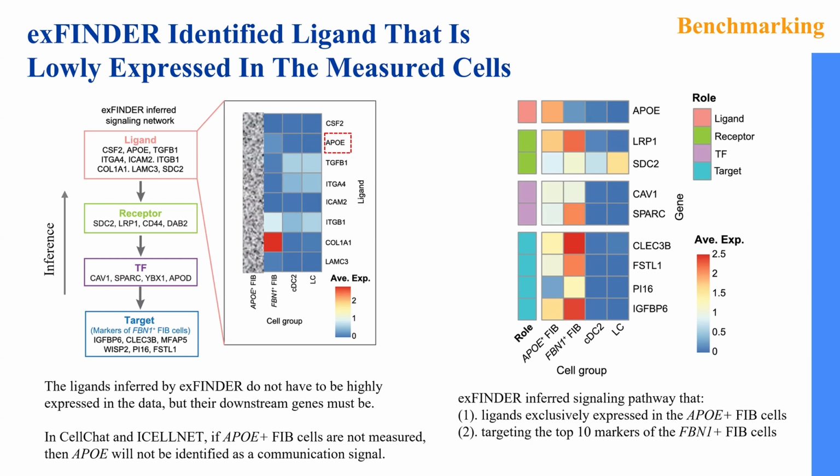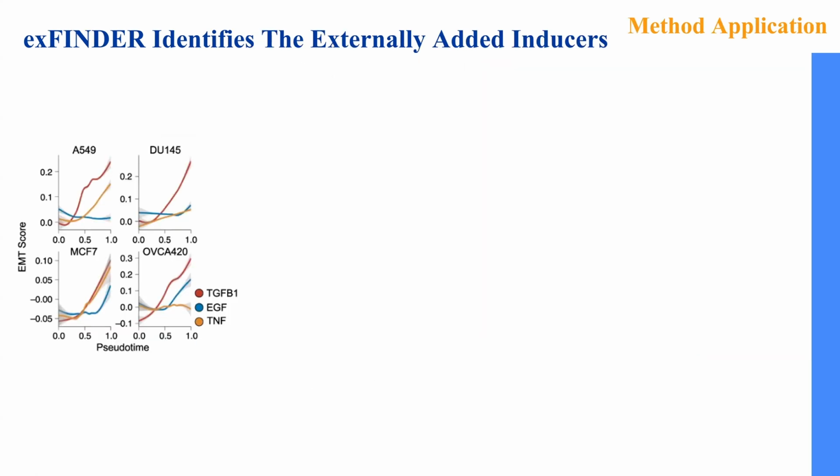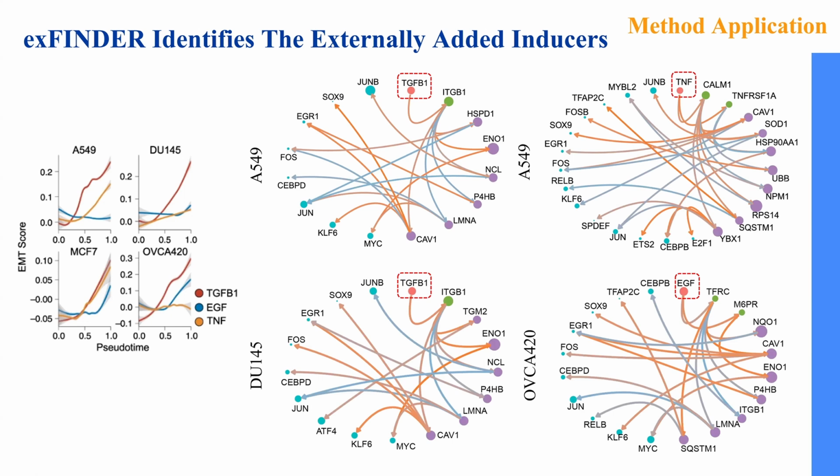And so the next part is the applications. Coming back to the EMT paper, exFINDER can identify all those external inducers in different cases. They use three different datasets, and for each dataset they use these three inducers. And in all cases, exFINDER can identify those external signals, even if they are not captured in the data. So in the data, we do not have this gene, but exFINDER thinks that it still can be a potential external signal.